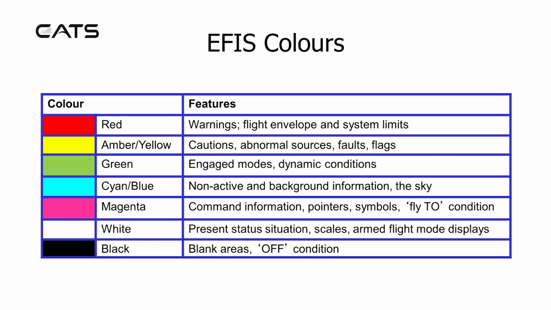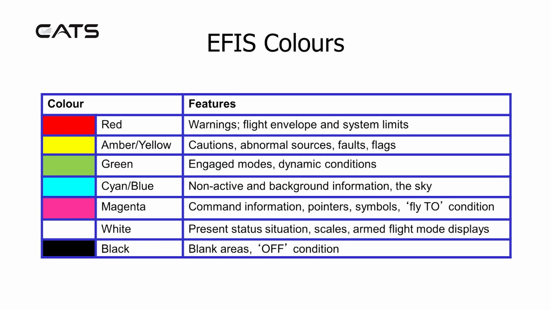Here are typical EFIS colours. Red is for warnings and flight envelope and system limits. Amber yellow is for cautions, abnormal sources, faults and flags. Green is for engaged modes and dynamic conditions. Cyan blue is for non-active and background information and the sky.